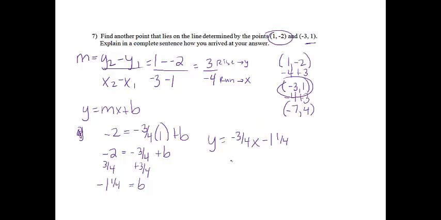I think on this one I'm just going to go simple though. I'm just going to plug in 0 for my x. So if I plug in 0 for my x there, -3/4 times 0 minus 1 and 1/4, that's 0 minus 1 and 1/4, which is -1 and 1/4. So that is a point that lies on that line.